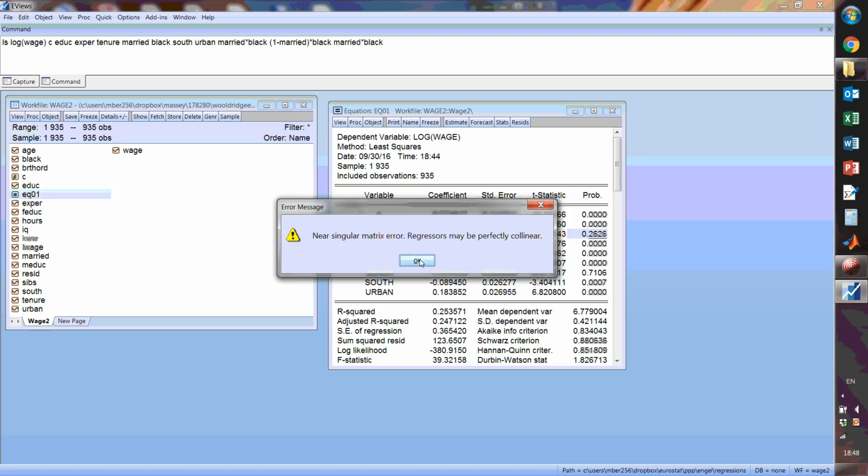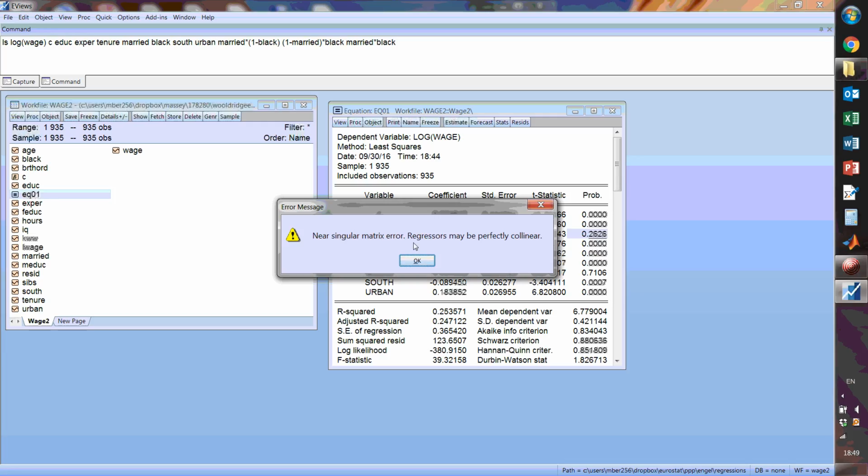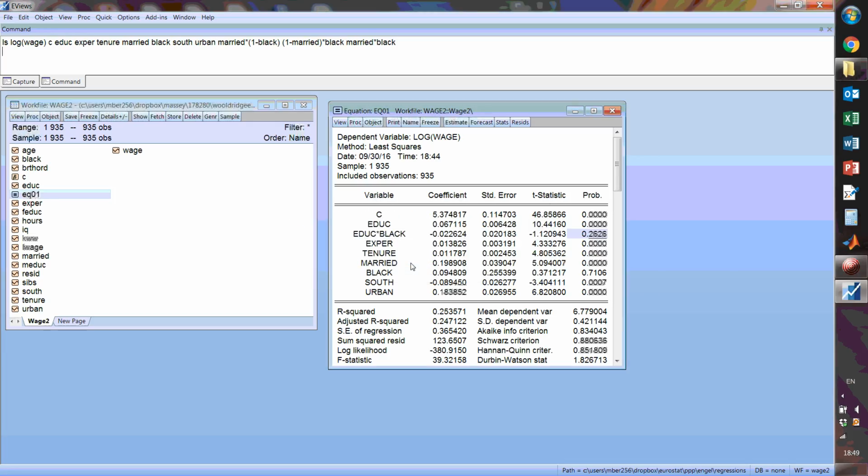Okay, this is interesting. Sorry, I have black in all three. So that should have been married and non-black. I was including married black twice, obviously silly. So I wanted married and non-black: 1 minus black. The other part is single and black and married and black. So then the base is single non-black. This should work. What am I doing wrong here? Single is 1 minus married, times black.